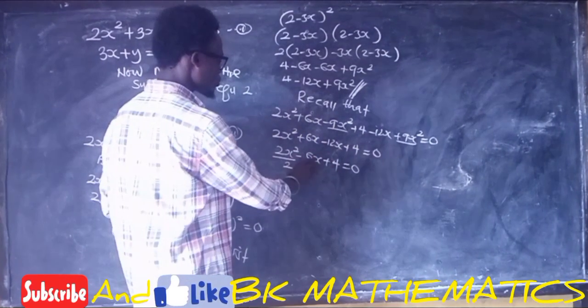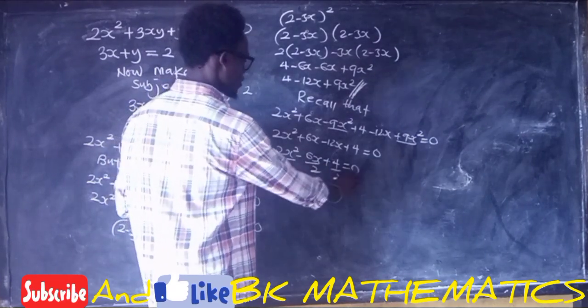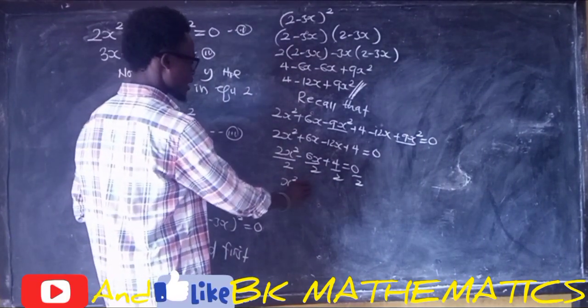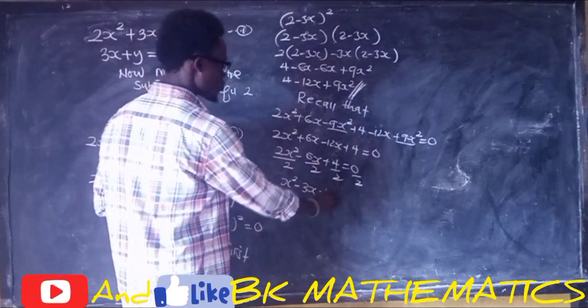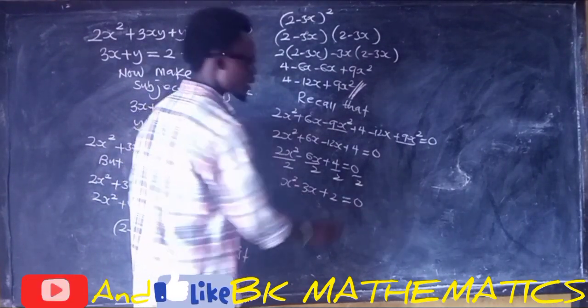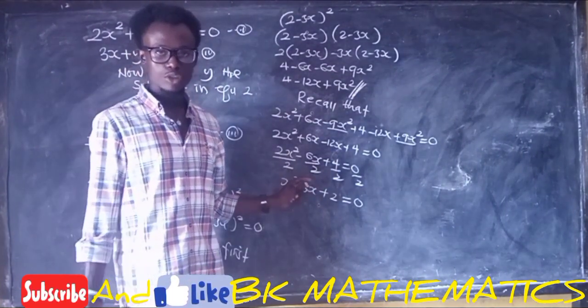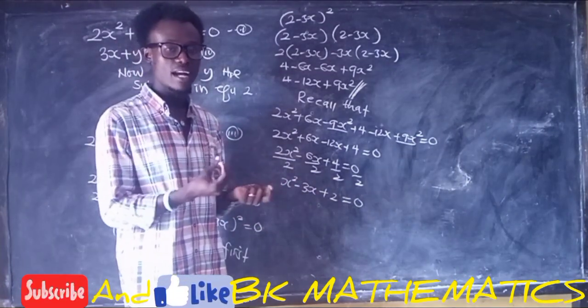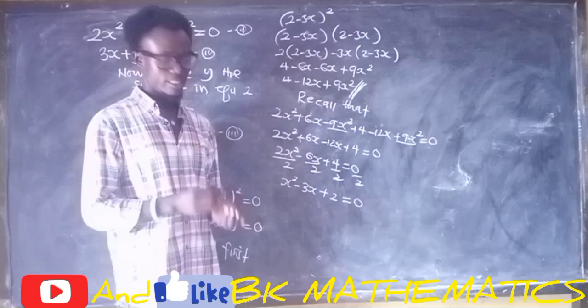That is, we reduce their factors first. Then this one becomes x squared minus 3x plus 2. Everything becomes 0. This is a quadratic equation now. And if it is a quadratic equation, you can use any of the methods that you prefer to arrive at the values of x.